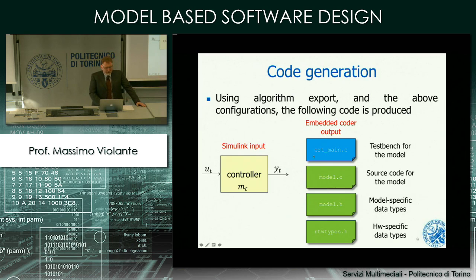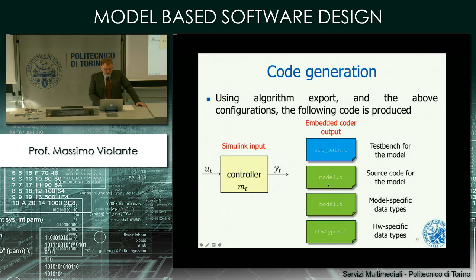We have ert_main.c. ERT is the name of the template that we used. If you remember, we selected ert.tlc when configuring the code generator. So ert_main.c is the main file generated for the embedded real-time target.